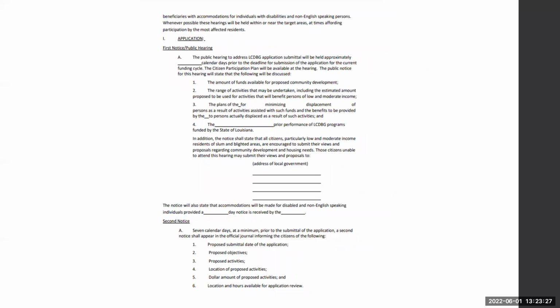Notice that in this sample, at the top, it says, whenever possible, these hearings will be held within or near the target areas, at times affording participation by the most affected residents. That's especially important when it's a parish who is applying. You want it to be close to where you want the project to be.